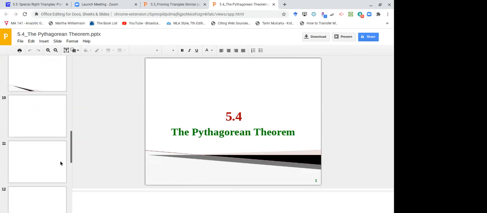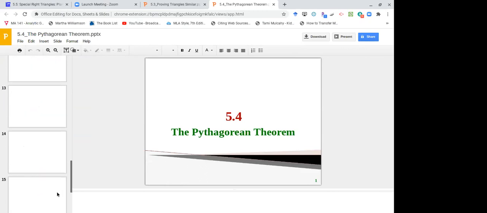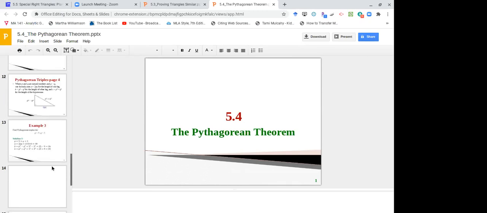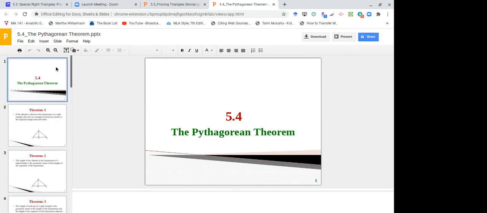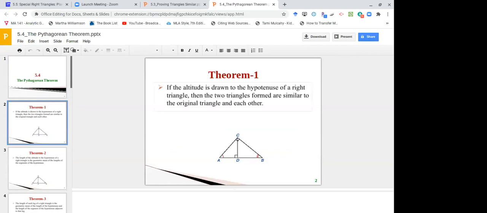This presentation, by the way, has 17 slides in it. So just so you know, it has 17 slides. So the Pythagorean theorem. So here's how we do this. If an altitude is drawn to the hypotenuse of a right triangle, then the two triangles formed are similar to the original triangle and to each other.